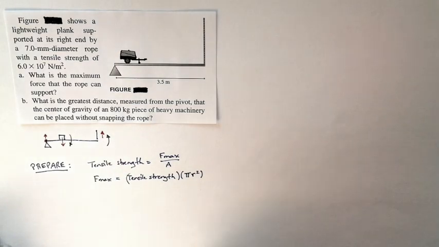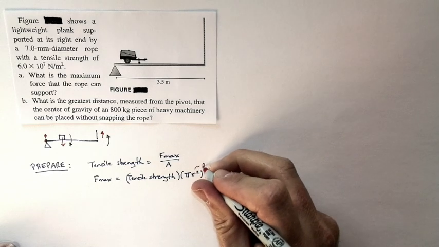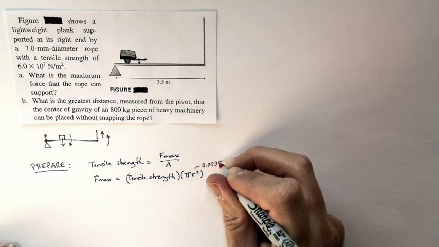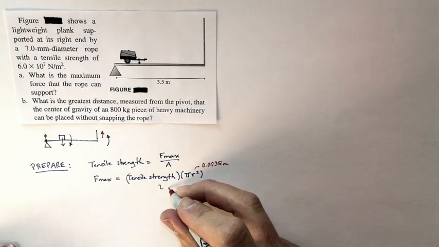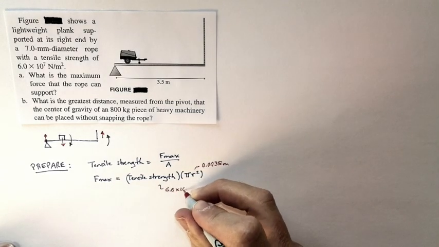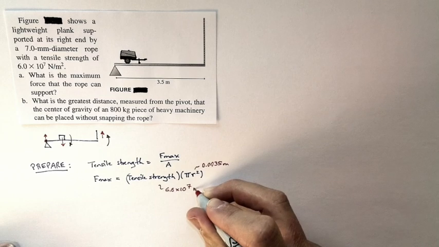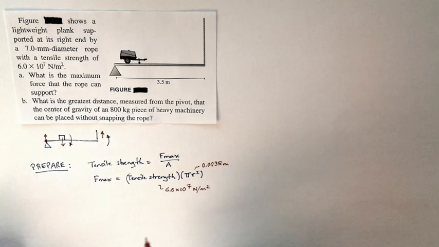We're given its diameter, okay? And it's 7 millimeters in diameter. So the radius of the rope is 0.0035 meters. And we're told the tensile strength. We're told that the tensile strength is 6.0 times 10 to the 7th newtons per meter squared. So we have everything we need to be able to solve for the rope.